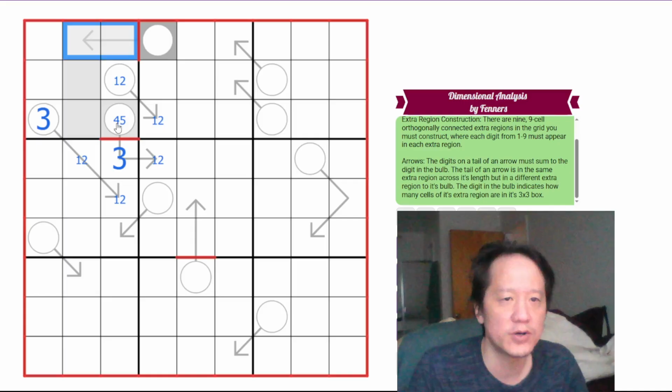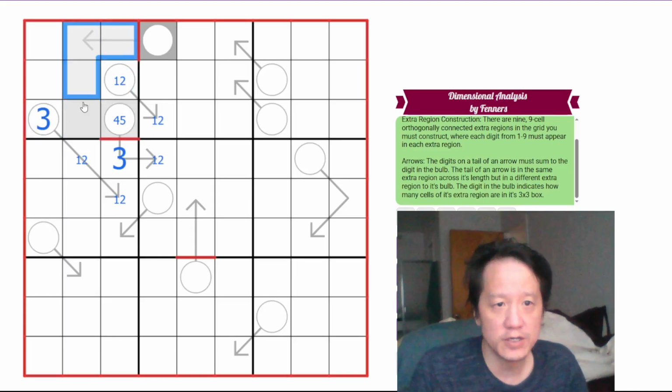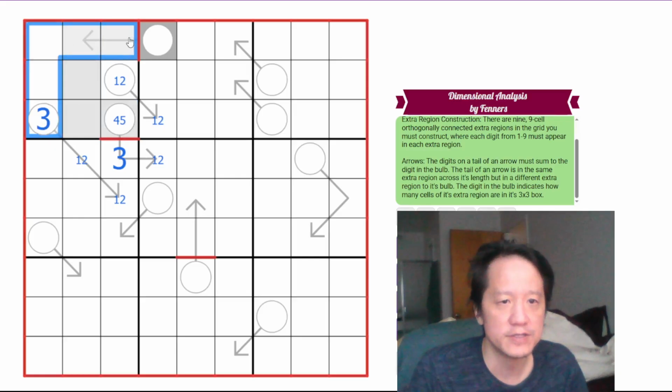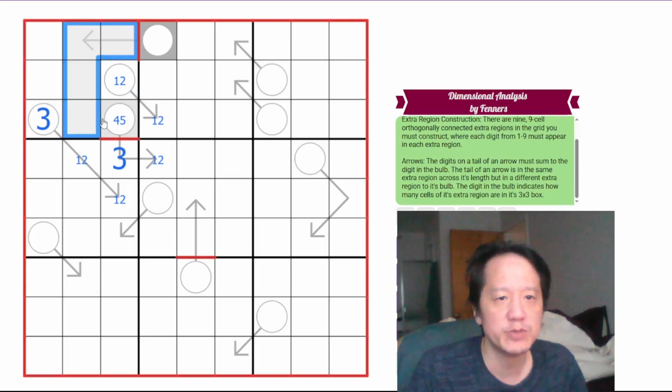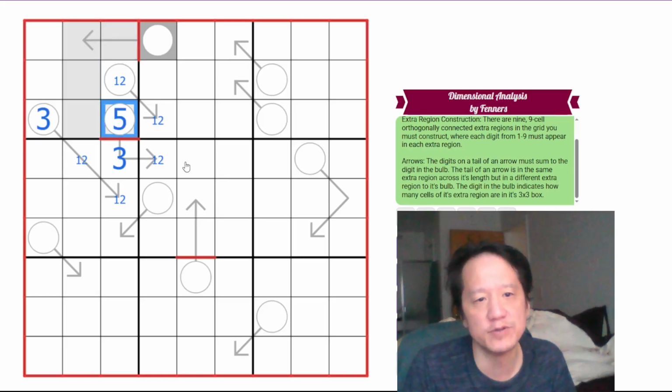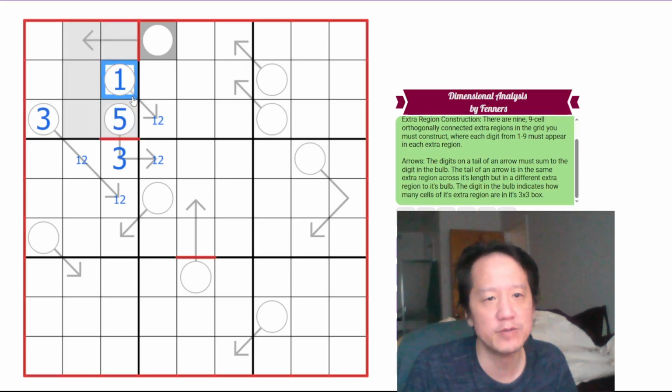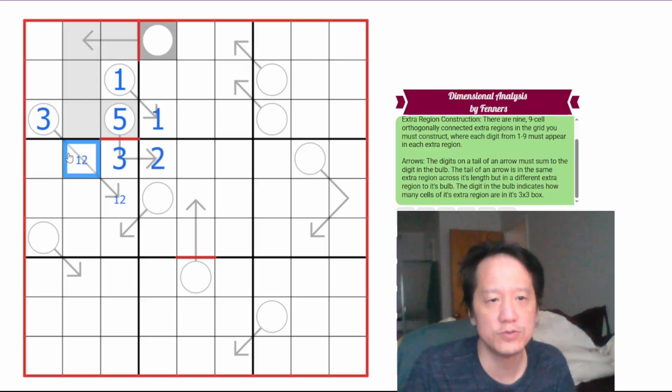So this is part of one of these regions here. Because of that, it cannot be part of the 3 because it would be greater than 3 in size. It can't be part of this because this would be at least 3 in size. So it must be part of this one, which forces this to be a 5. This must then be 1. So this is 1. This is 3 and 2. So this 2 eliminates 2 here. So that's 1. This is 2.